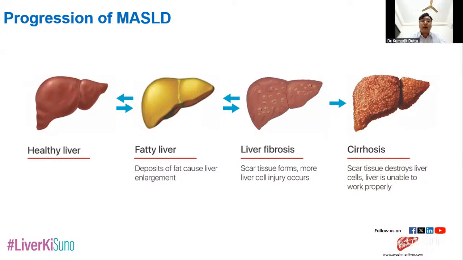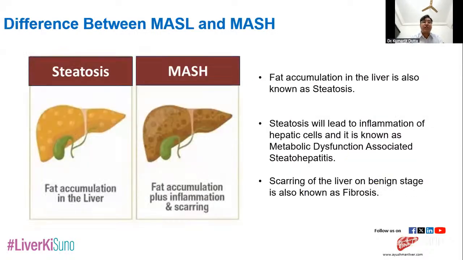When the function of the liver gets deranged, now we need to know the difference between MASH and NASH. NASH is non-alcoholic steatohepatitis, and steatosis is the fatty liver disease, a fat accumulation that is more than 5%. And in MASH, there is fibrosis, and along with it, there is derangement of liver function. Scarring of the liver in the benign stage is known as fibrosis.